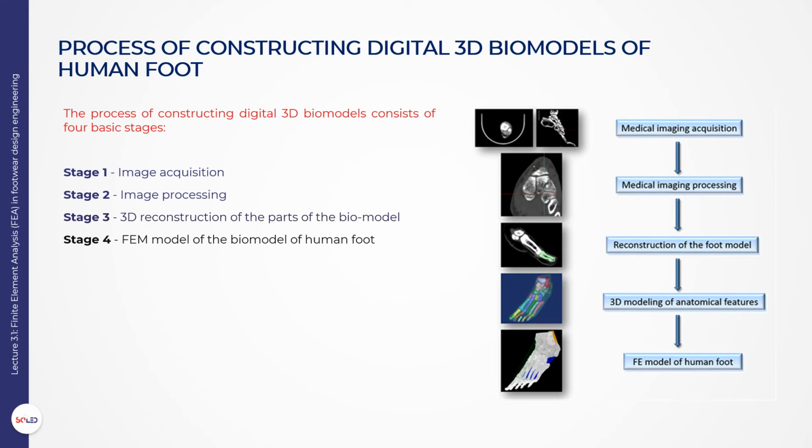Stage 3. 3D reconstruction of the biomodel. This step relates to the 3D geometric modeling of the tissues. The final solid models are constructed after optimizing and smoothing. Stage 4. FEM model of the biomodel. In the final stage, all 3D models of anatomical details of the foot are inserted into a finite element system where FEM meshing is performed.